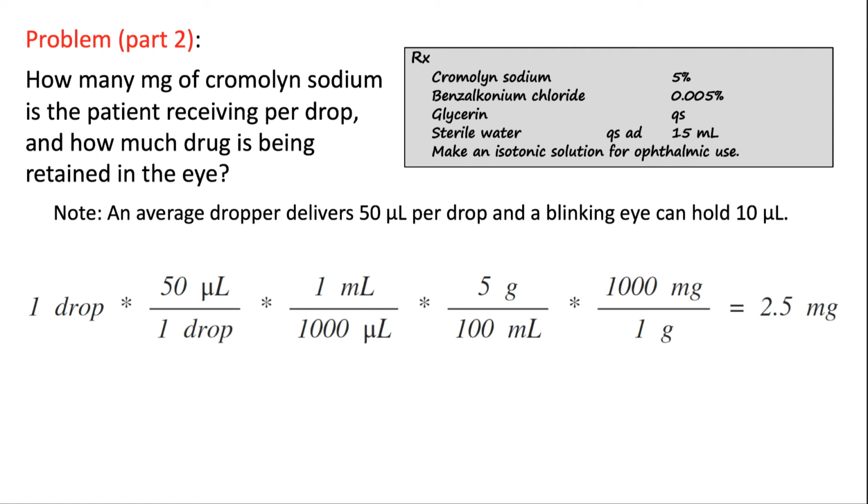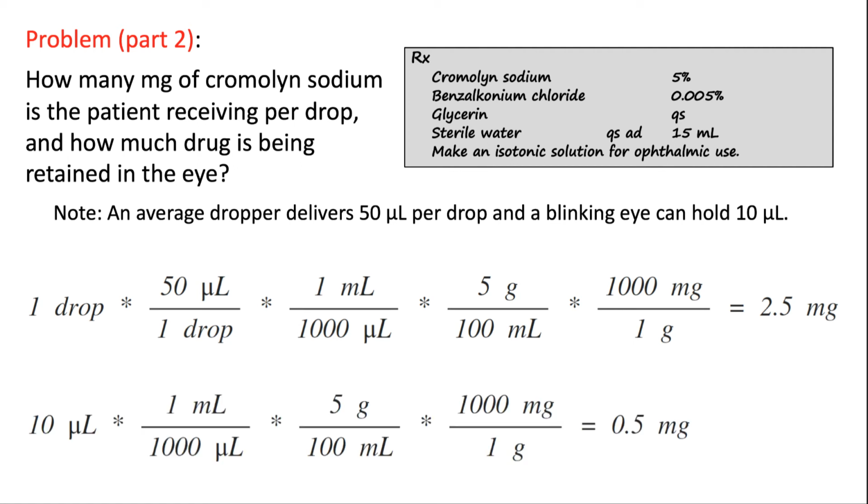Not all of that, though, is going to stay on the eye. So we need to proportion out how much actually just stays in the eye. You could do this a couple of different ways. If I go back and do it the long way, starting with the fact that we know now that only 10 microliters will stay in contact with the eye, so let's just use the volume being 10 microliters.